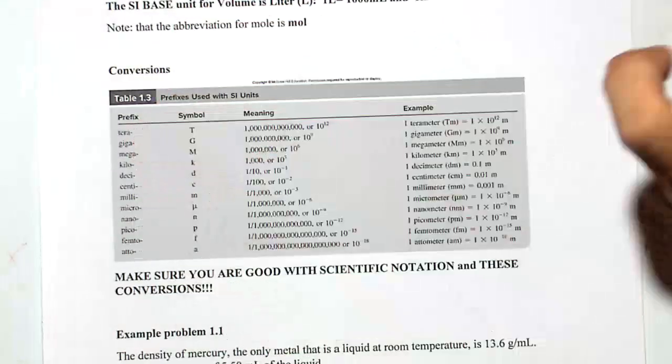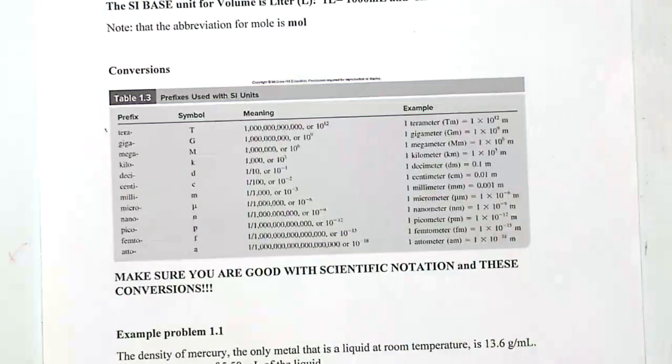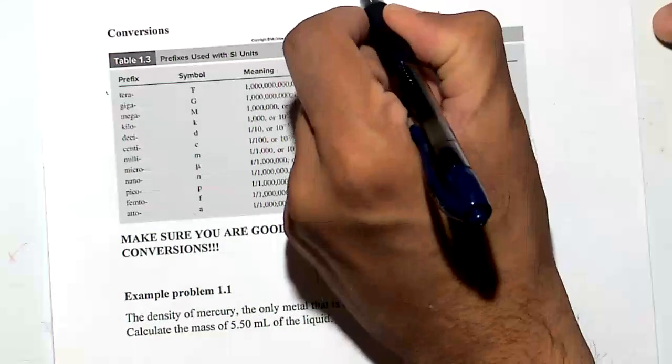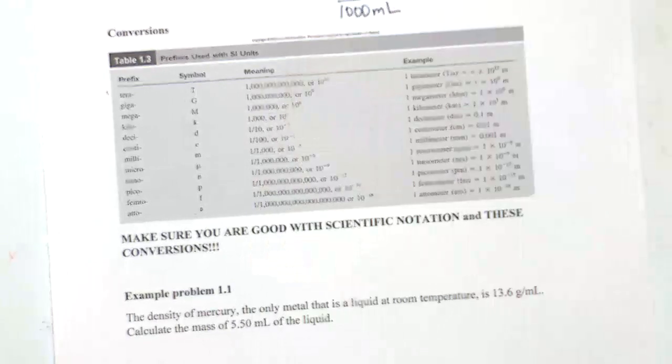All right, we'll go on to this table. I'll give a little break for you guys. Prefixes. I kind of struggled with this my first couple of years here, so I just decided to give you guys the important ones in this class. So we have our prefixes here. Some of the important ones: 1 liter is 1,000 milliliters.